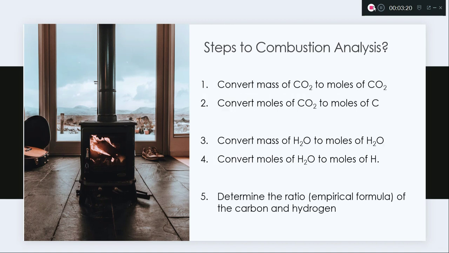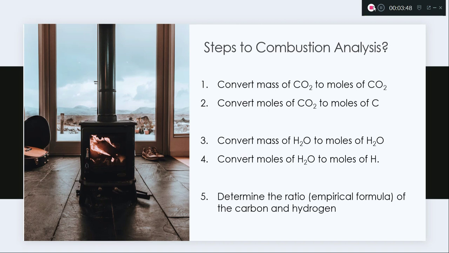So here are the steps associated with combustion analysis, and we're going to do these steps. So first thing you're going to do is you're going to be given a mass of carbon dioxide and a mass of water. And you're going to convert the mass of carbon dioxide over to moles of carbon dioxide. That will turn it into the molecule to molecule ratio. And then I know it's kind of a little bit redundant because there's one carbon in every one carbon dioxide, but then you're going to convert your moles of carbon dioxide into moles of carbon.